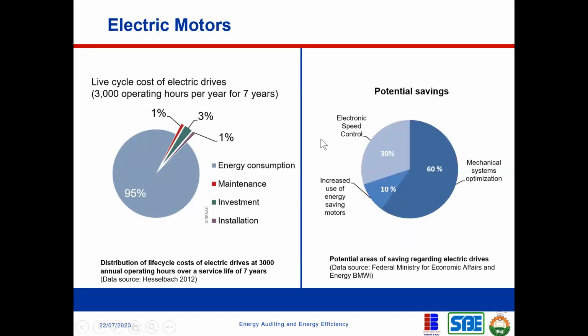So these are potential savings if you improve your motor system. You have mechanical system optimization. We are going to discuss this. You have electric speed control. This is where we use something we call variable speed drive to achieve this. They have increased use of energy saving motors. Now, there are different classes of energy efficiency motors. So if you buy a more efficient motor, you can save up to 10%. But most of the savings will come from your mechanical system optimization.